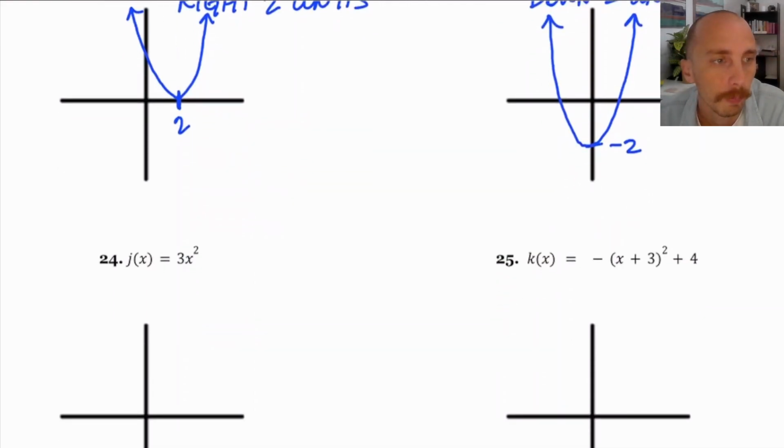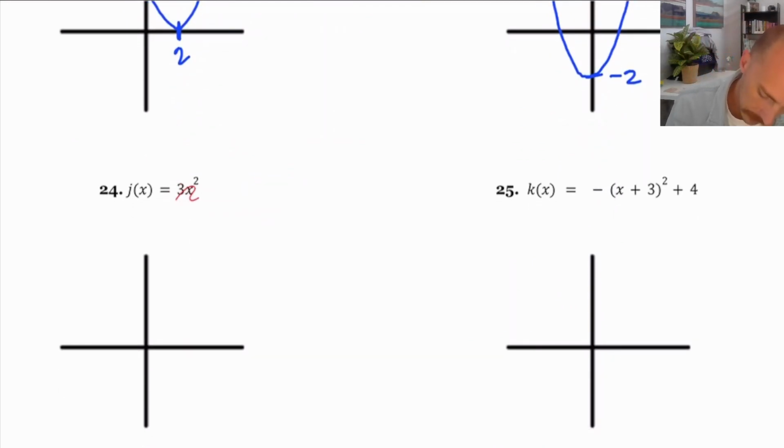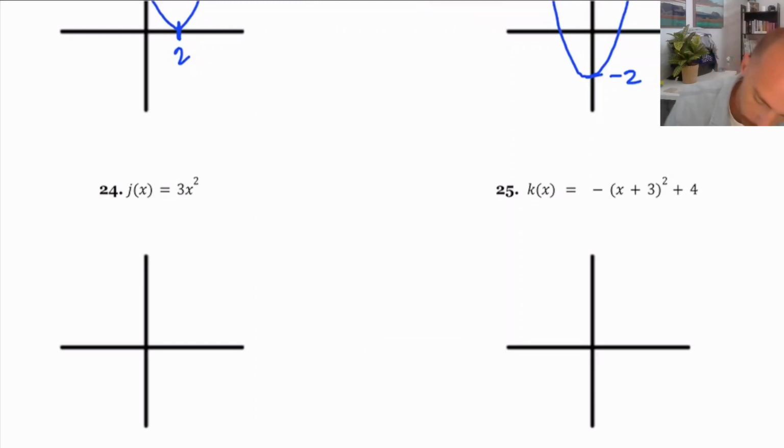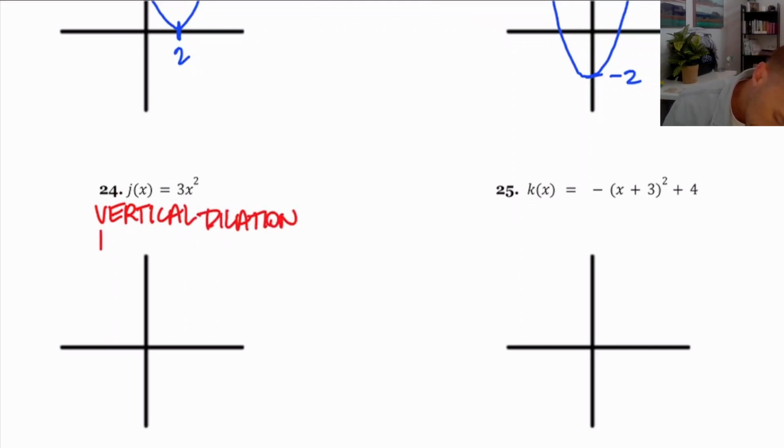Not bad. J of x equals 3x squared would take it and make the y-coordinates 3 times as much, so it'll make the graph 3 times as tall. I might characterize that as making it skinnier, which is not untrue, but really the effect of multiplying the 3 on the outside makes it 3 times as tall. You could also say it's a horizontal compression, but that's not what we're talking about today. Regardless, it's going to make it taller. Okay, so vertical stretch, vertical dilation by a factor of 3. It's just growing faster.